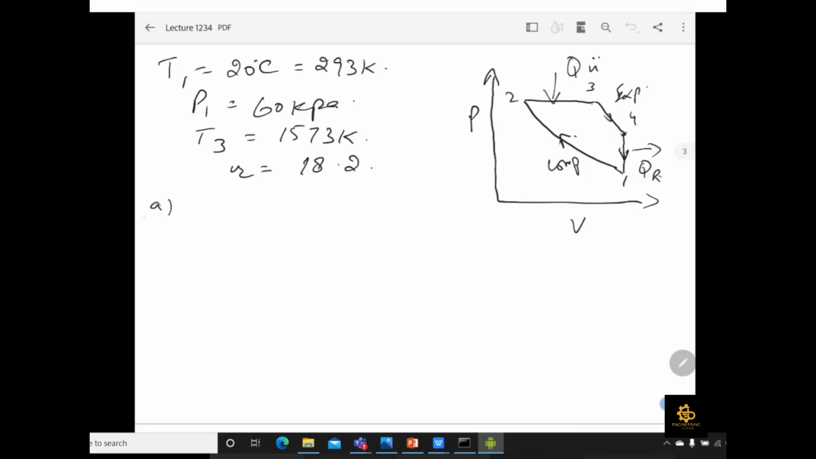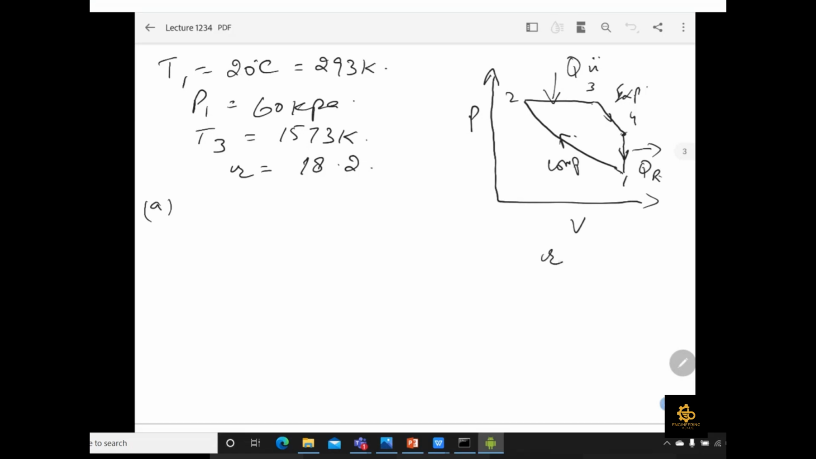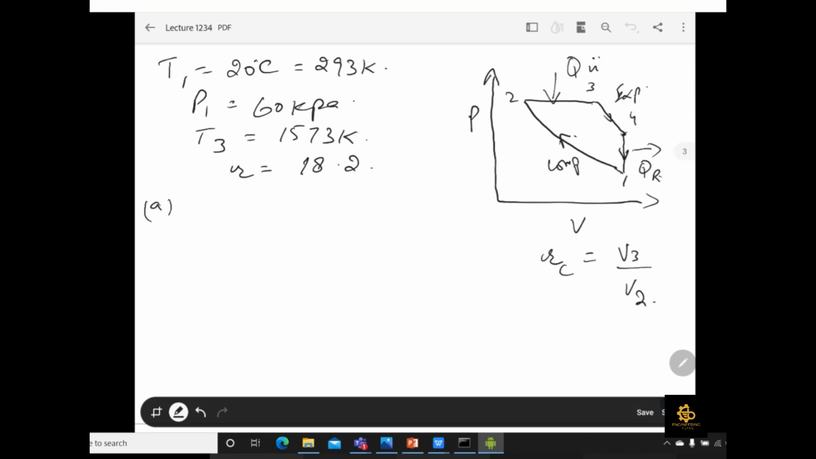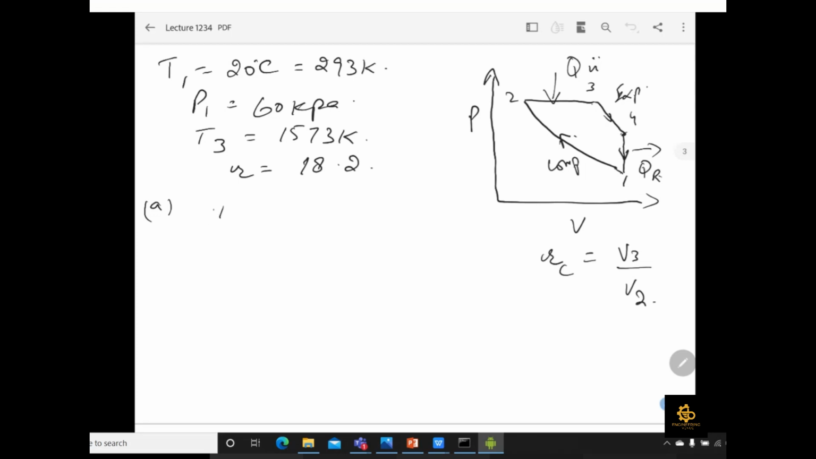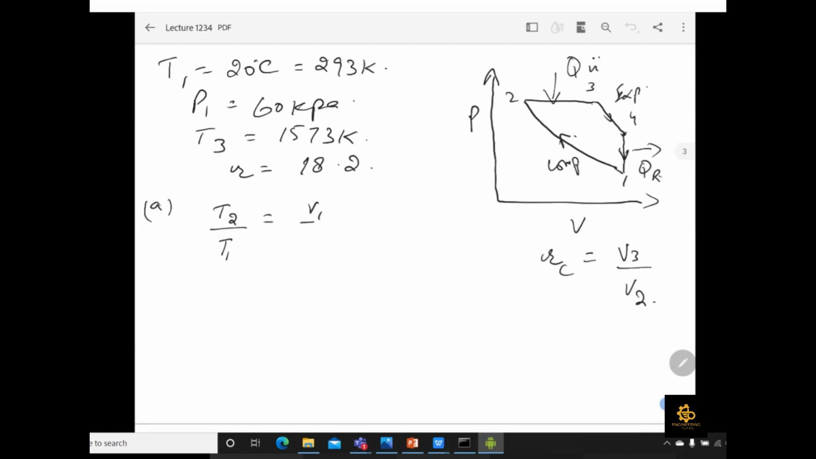So part A is to find the cutoff ratio. Okay, in order to find the cutoff ratio, we already know that the cutoff ratio is the ratio of the volume at the cutoff point to your minimum volume, which is the volume at TDC, V2. Okay, so we have to find this ratio. In order to find it, again we first have to apply the relationship for the isentropic process, V1 over V2.